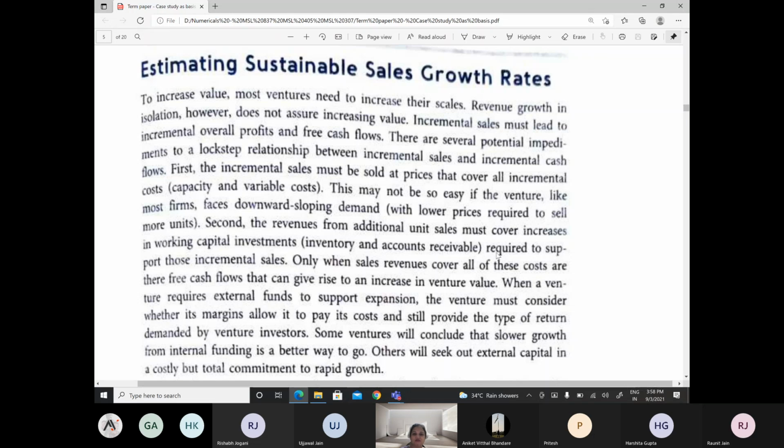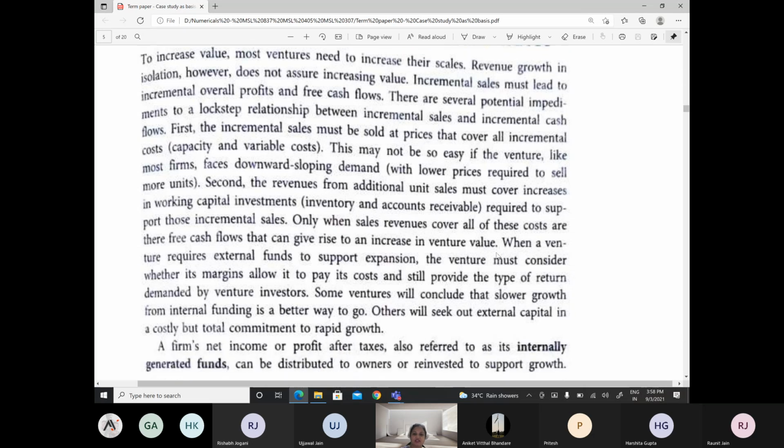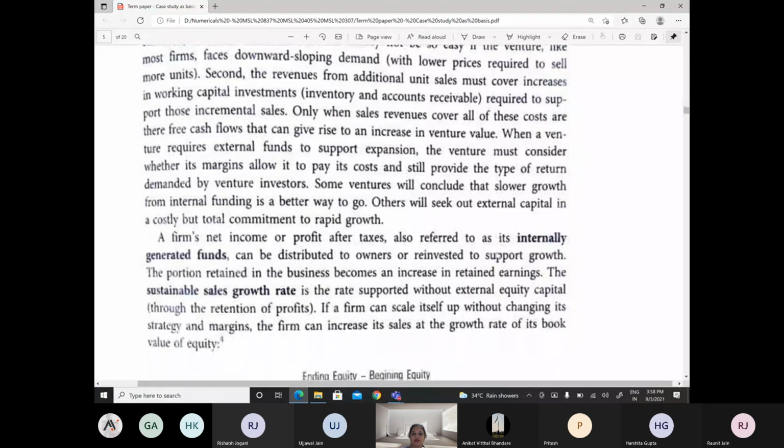First, the incremental sales must be sold at prices that cover all incremental costs, that are capacity and variable cost. This may not be so easy if the venture, like most firms, faces downward sloping demand with lower prices required to sell more units. Second, the revenues from additional unit sales must cover increases in working capital investments, which are inventory and accounts receivables, required to support those incremental sales.